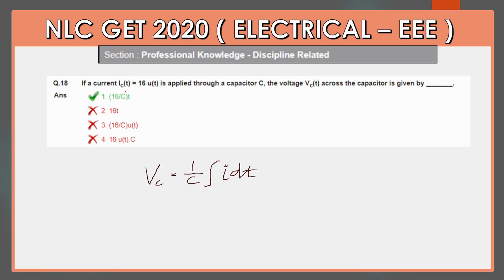Next question, it is saying i C equal to 16 u(t) is applied through a capacitor. The voltage Vc is asked. We know that Vc is equal to 1 by C integral of i dt. So if you integrate, 1 by C integration of 16 u(t) gives 16 by C times the integration of u(t), which is simply t. So the first option is the answer.